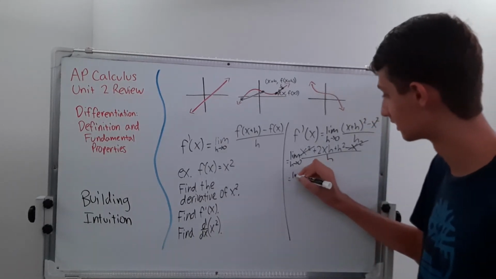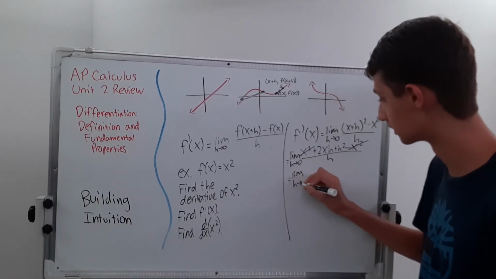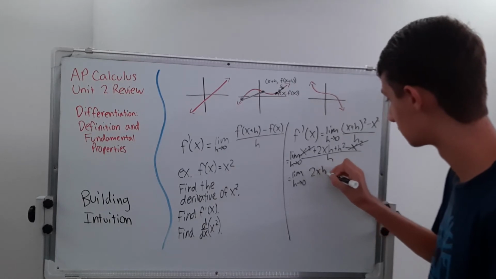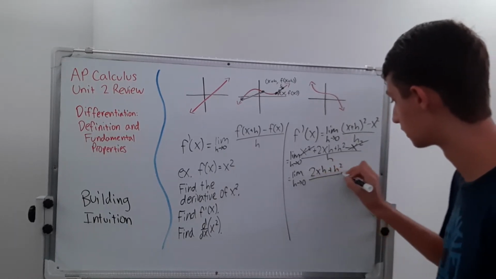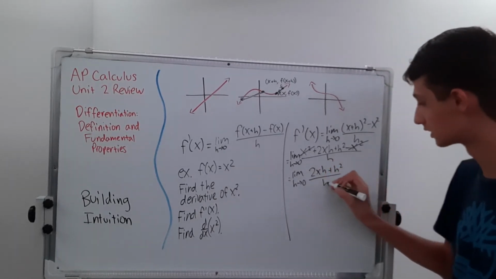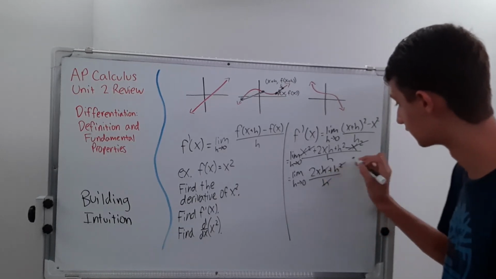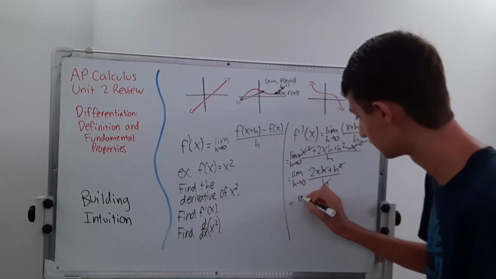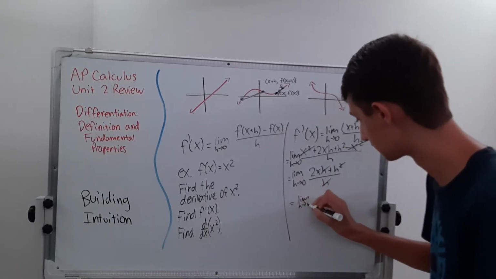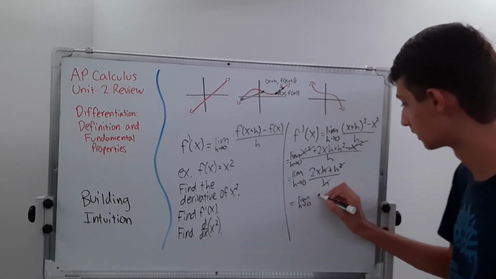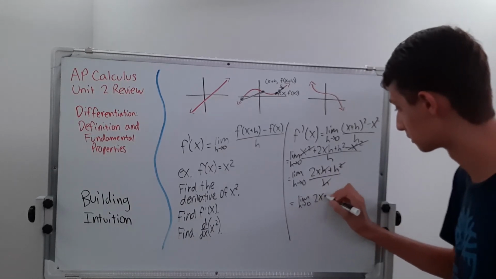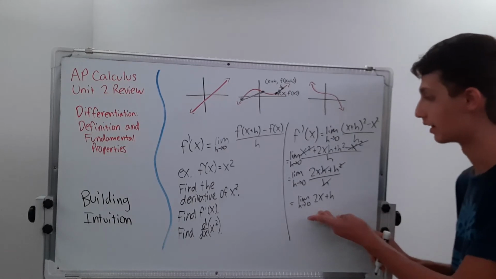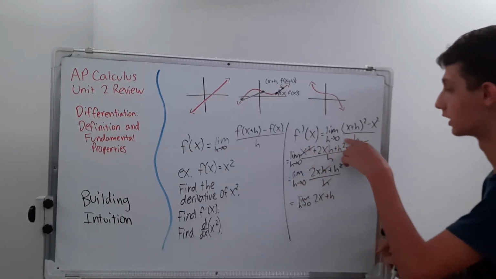Okay, so this is the limit as h approaches 0 of 2xh plus h squared over h, and each of these has an h, so we can just cancel out an h. One of these h's goes away, the other one stays. So this is the limit as h approaches 0 of, well, we just have this 2x plus h remaining, and now we can actually plug this in.